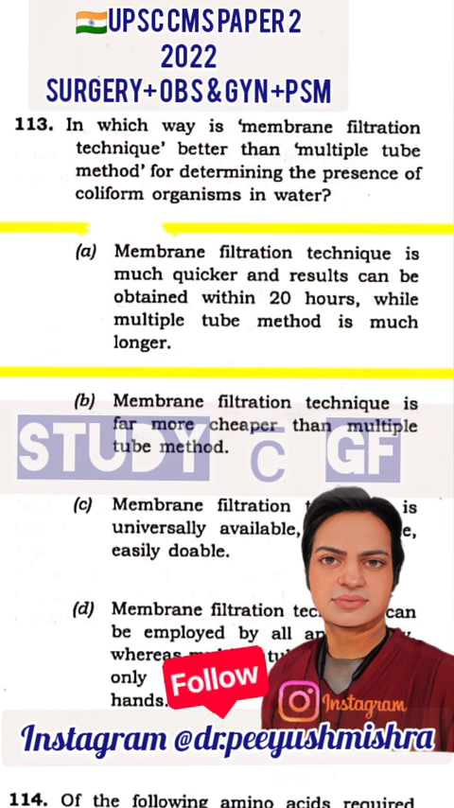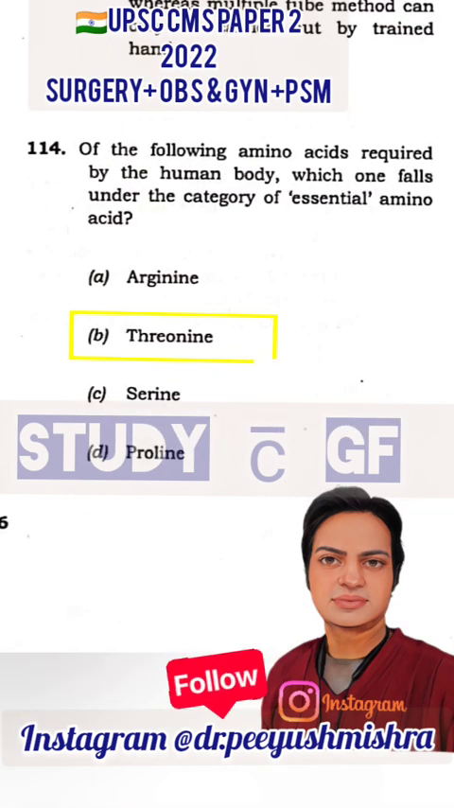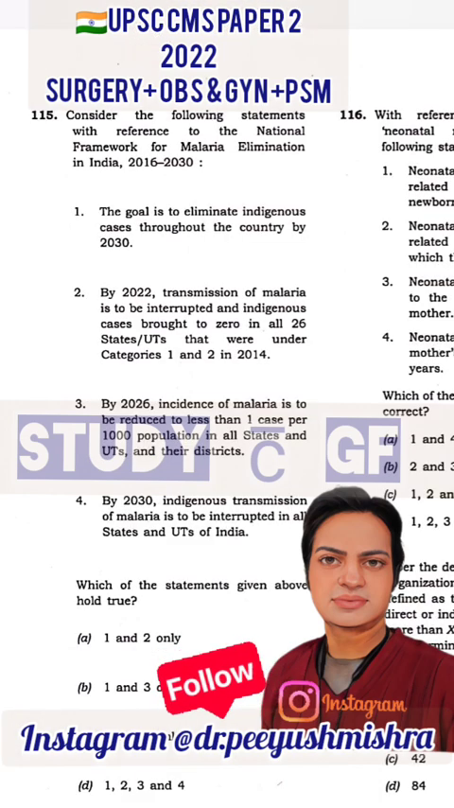In which way is membrane filtration technique better than multiple tube method for determining the presence of coliform organism in water? Membrane filtration technique is much quicker and results can be obtained within 20 hours, while multiple tube method is much longer. Of the following amino acids required by the human body, which one falls under the category of essential amino acid? Threonine.